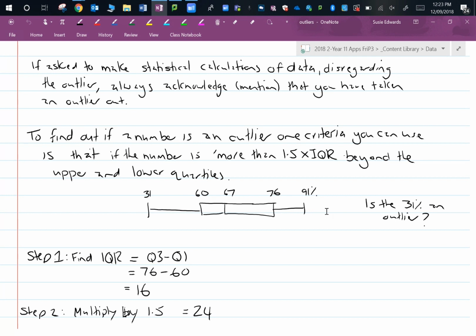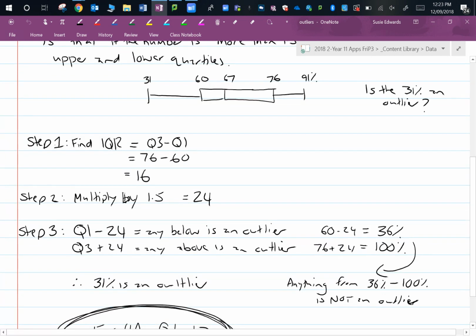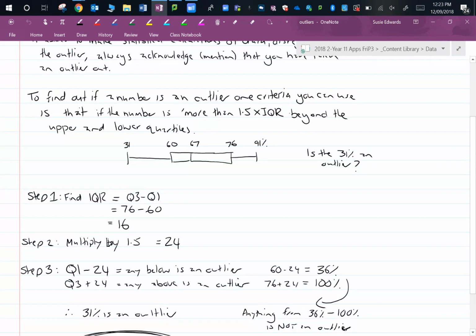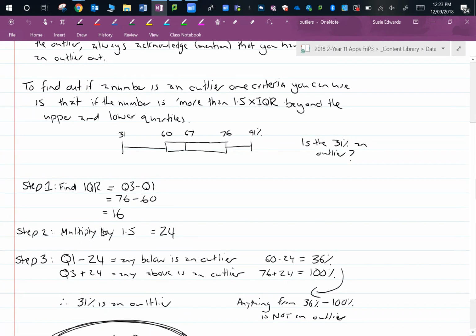And then anything from Q1 downwards of 24, so 60 take 24 is 36. So any score under 36 is an outlier. So is 31 an outlier? Yes. All right, so we find 1.5 times the interquartile range, we add it to Q3, we take it from Q1, and anything outside that range is an outlier. Ignore those questions. So we're saying anything from 36% to 100% is not an outlier. Anything below 36% and anything above 100% is an outlier.